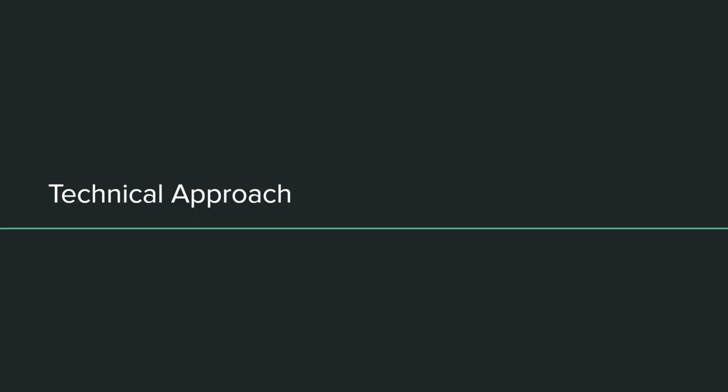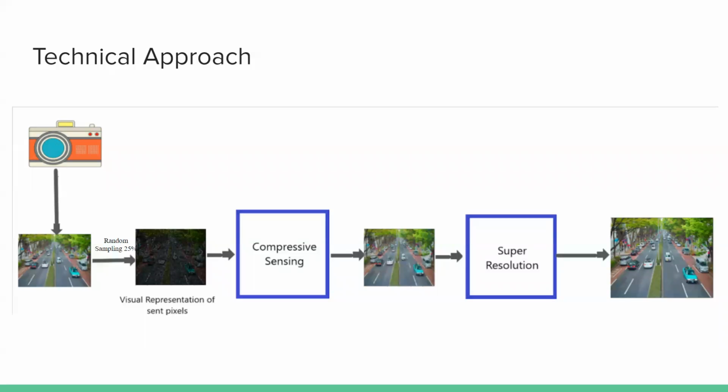So, the technical approach for both of our approaches. This is the main thing. How we actually achieve this really low amount of computation on site is by using a completely randomized pixel selection of the input image.